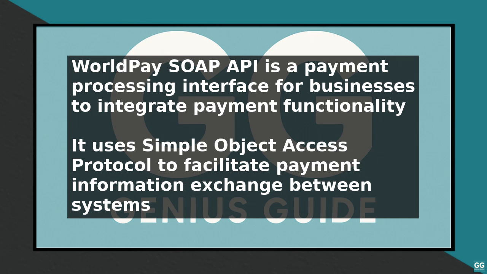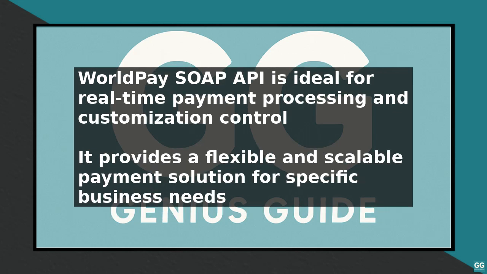The WorldPay SOAP API is a payment processing interface that allows businesses to integrate payment functionality into their websites, mobile applications, or internal systems. It uses the Simple Object Access Protocol to facilitate the exchange of payment information between the business system and WorldPay. To determine when to use the WorldPay SOAP API, consider the following scenarios.